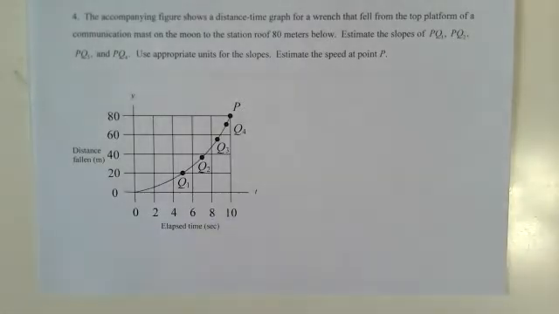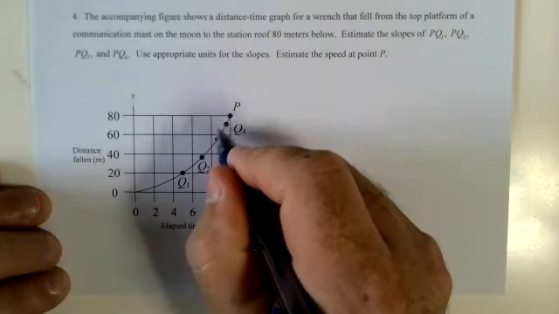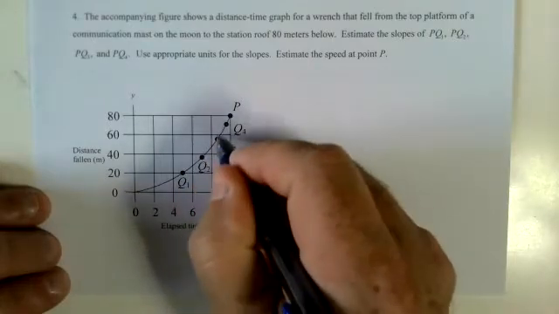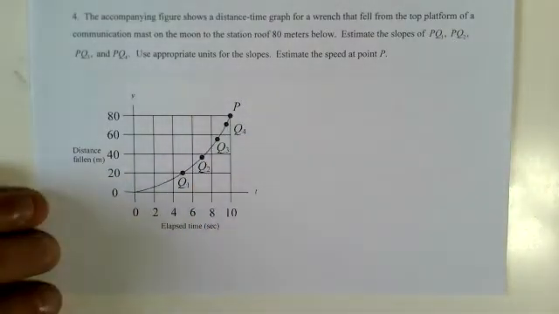All right, this is some weird stuff. Boy, it took me a long time to make this graph, I might point out. This is a time graph for a wrench falling. Ooh, look, units. All right, estimate slopes for PQ1, PQ2, PQ3, PQ4. What they're trying to do is show you that as we go here, here, here, here, we get closer and closer to the actual tangent line.